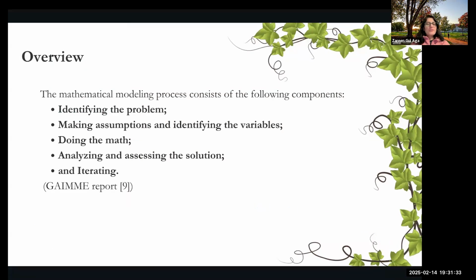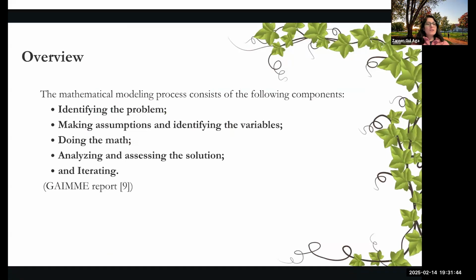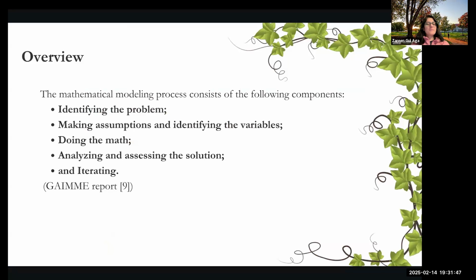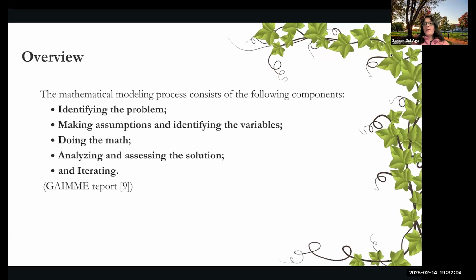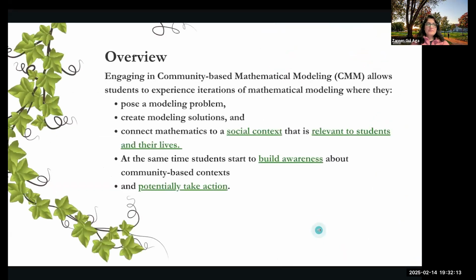The overview is that we engaged our students in Sayonita's class, and our goal was to have the students engage in a math modeling cycle. We used the definition of math modeling as presented by the GEM report, where the students engaged in identifying the problem, making assumptions and identifying the variables, engaging in the math by analyzing and assessing various solutions, checking the feasibility of those solutions, reviewing each other's work, and then revising, and going through iterations of that process.